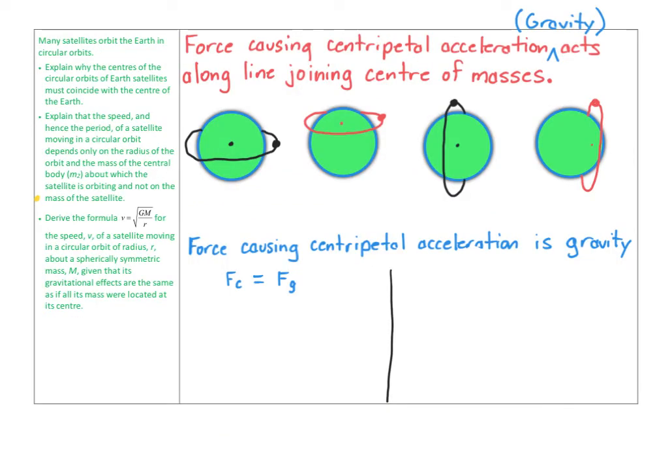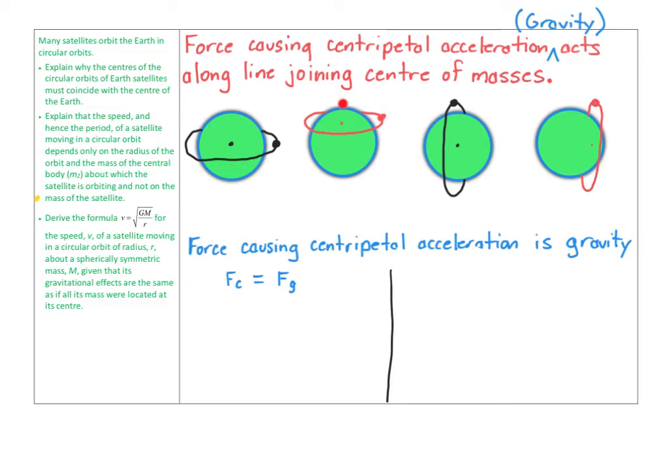So the next thing that we need to be able to do is explain why the centres of the circular orbits of Earth satellites must coincide with the centre of the Earth. And this goes back to that little bit I underlined in yellow before. The force causing centripetal acceleration, which is gravity, acts along a line joining the centre of masses. So if we look at this orbit here, going around, its centre coincides with the centre of the Earth. So that's fine, that's what we call a possible orbit, because gravity would act along a line joining those two centres, so that one would work.